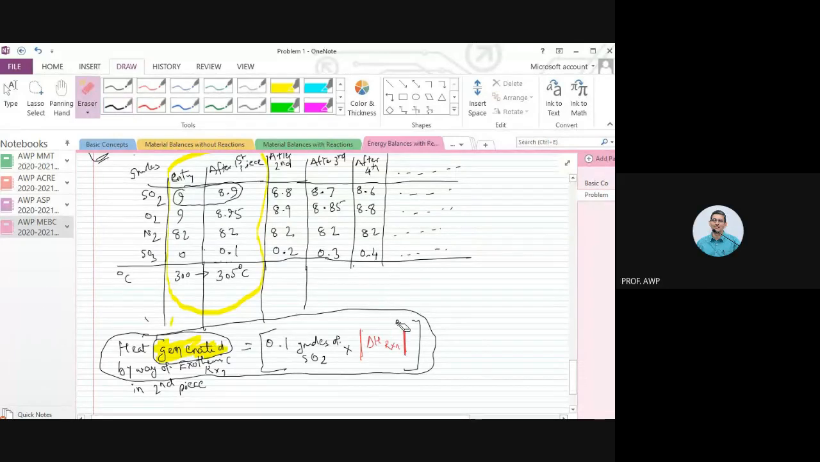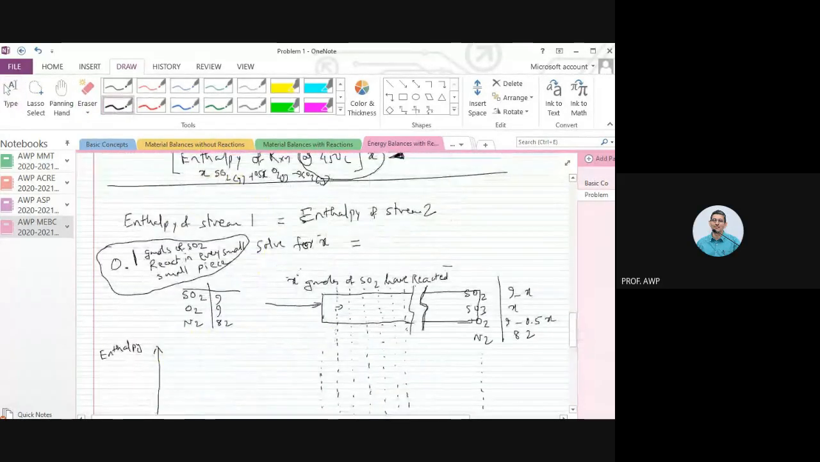Yeah. In the second piece, this is our first piece. This is our second piece. This is our third piece. This is our fourth piece of the reactor. This is our fifth part of the reactor, sixth piece of the reactor. Right? Now we are considering the second piece.